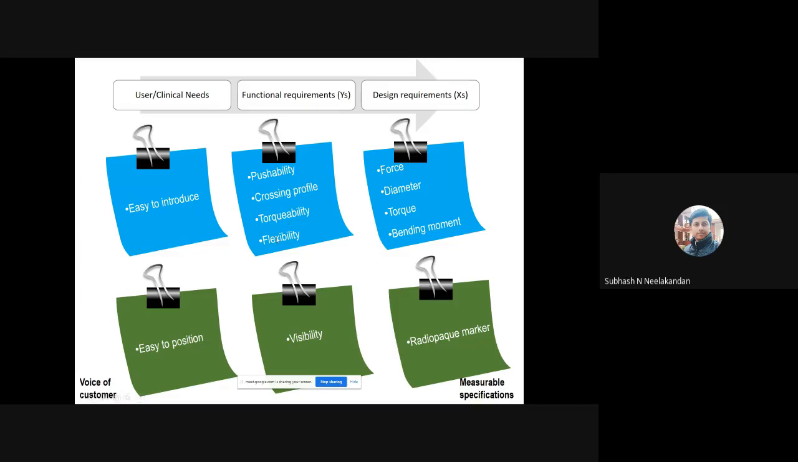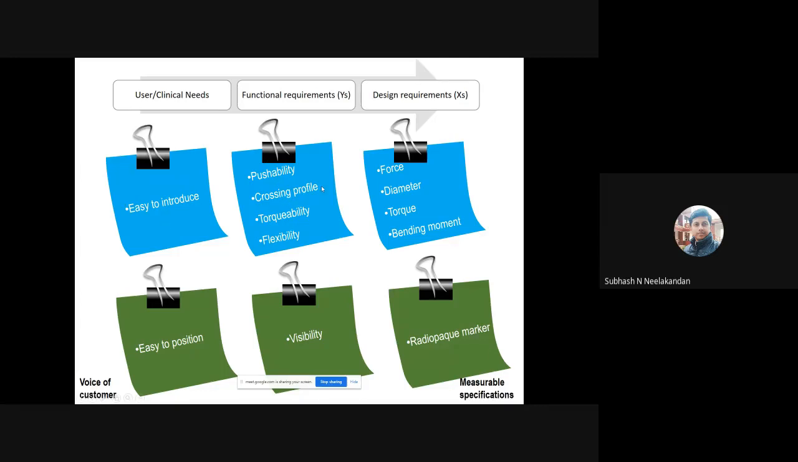Fourth will be flexible. Most of the blood vessels are twisted and have a huge radius of curvature. So the device should be flexible enough to bear associated moments and bending. So this is the first set of conversion of a qualitative voice of customer to functional requirements.